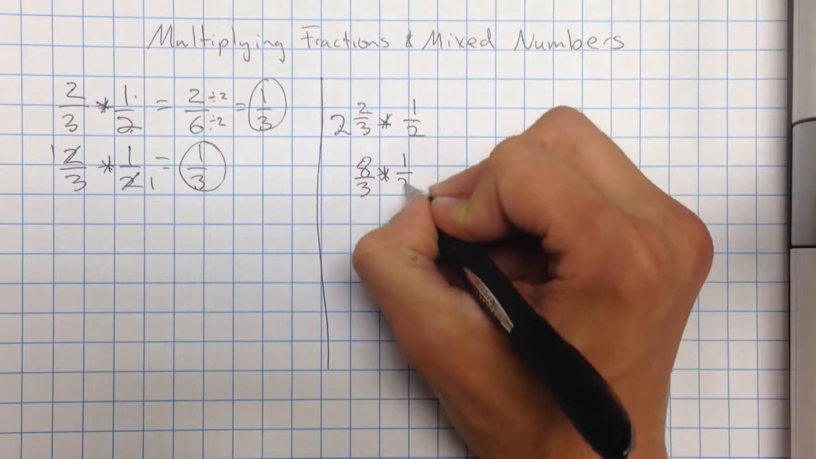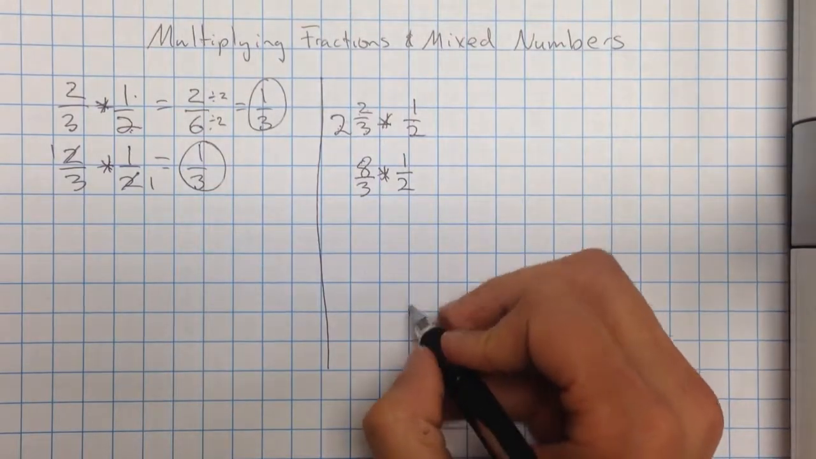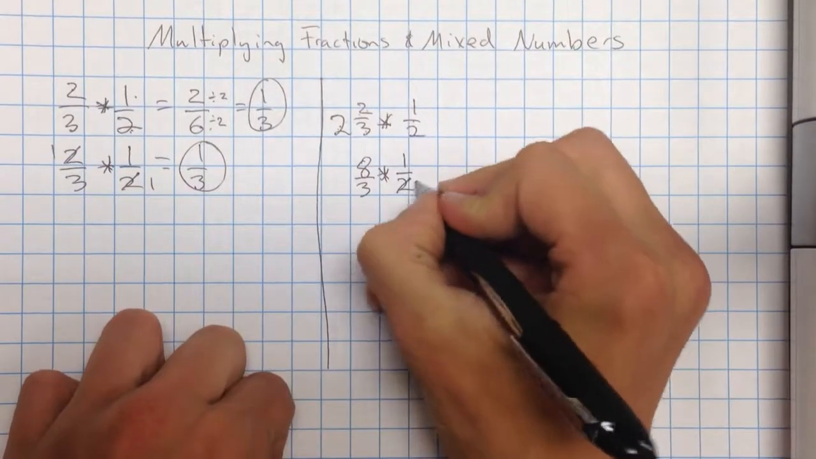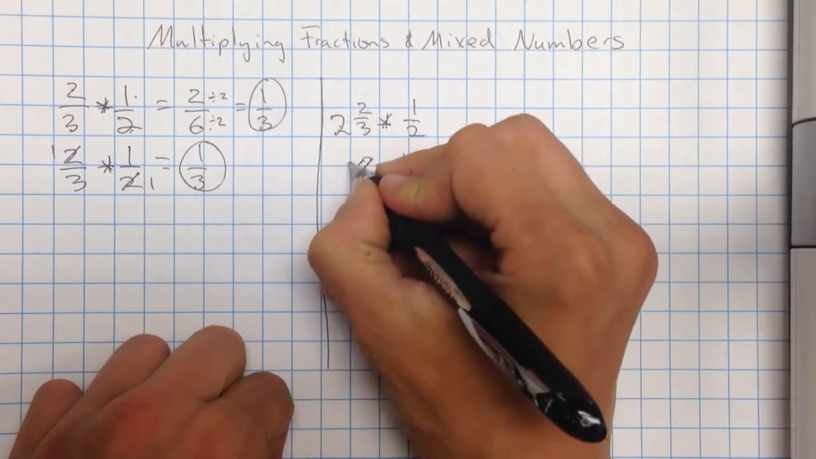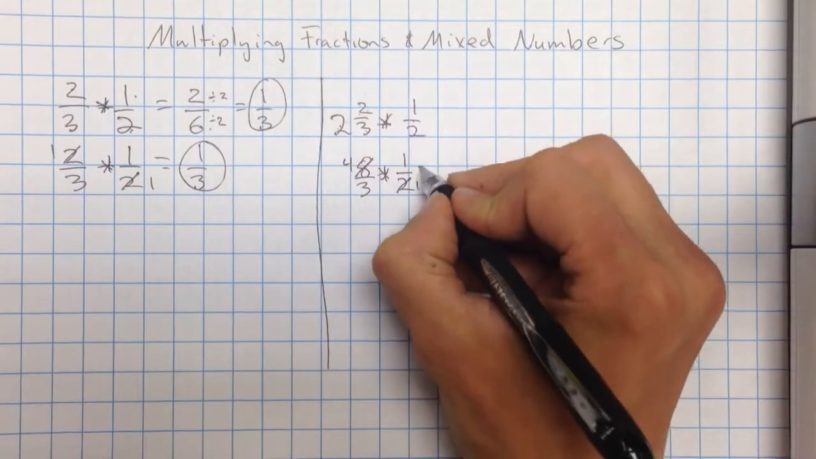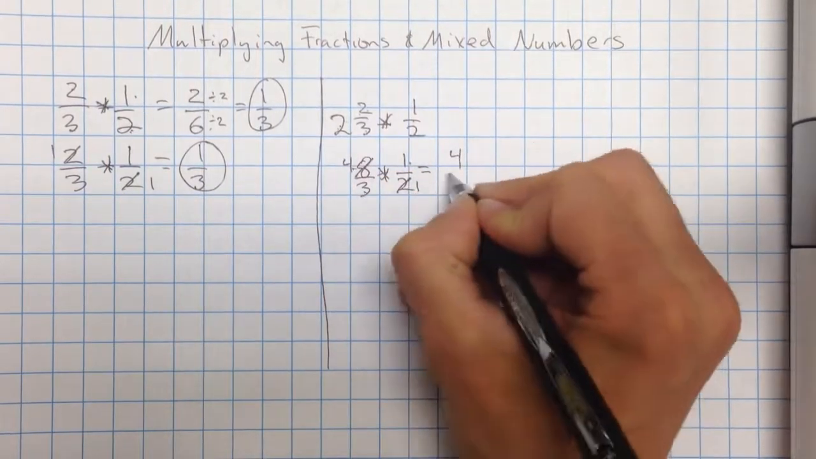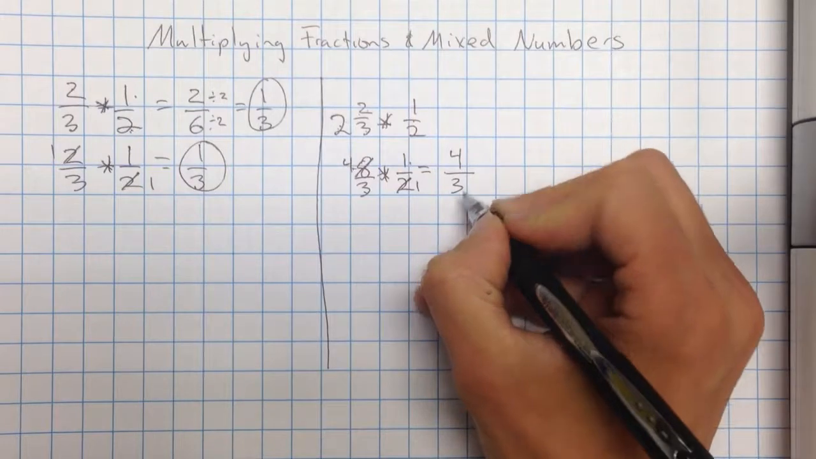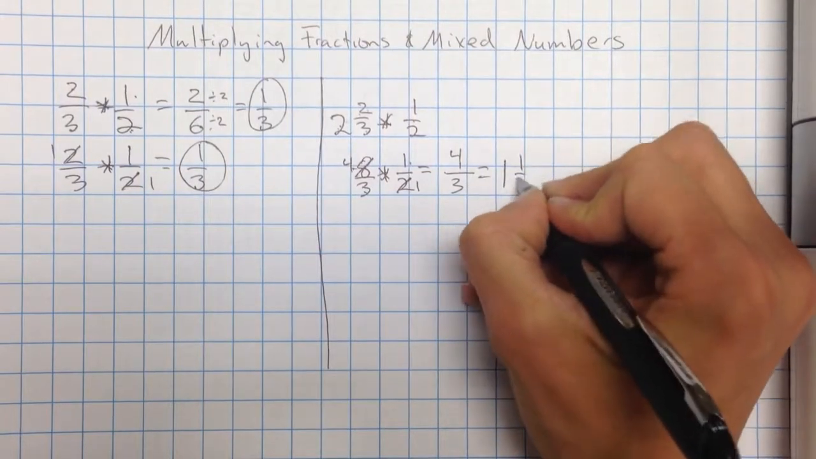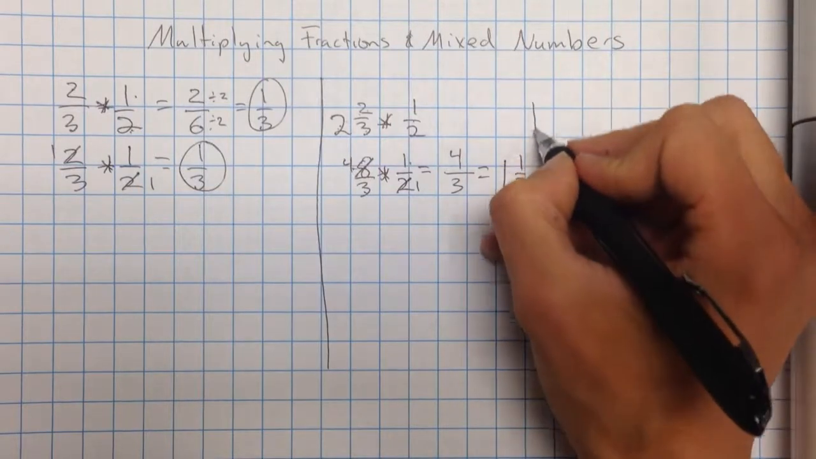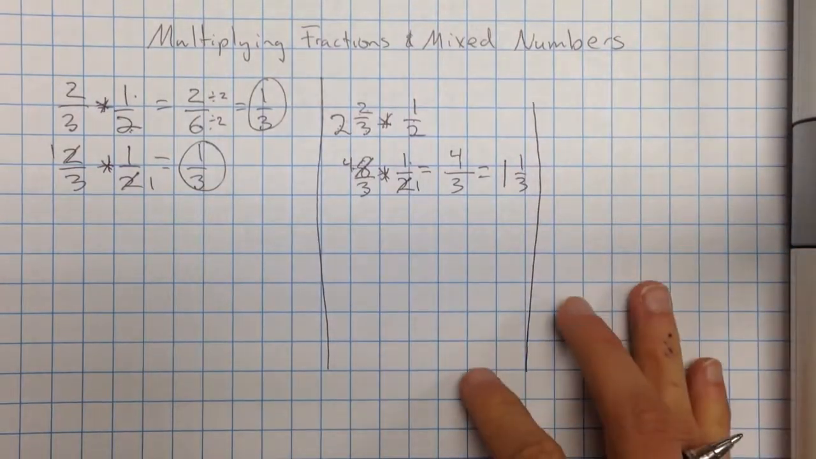Multiplication, I had a 1/2. Now I'm going to cross simplify. Look at those diagonals. You can divide those both by 2. 2 divided by 2 is 1. 8 divided by 2 is 4. And then I just multiply across. Numerator times numerator is 4. Denominator times denominator is 3. 4/3 is the same thing as 1 1/3 if I was to turn that into a mixed number. Okay, it's easy. Pretty straightforward.